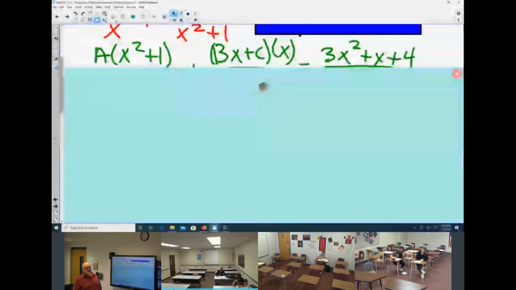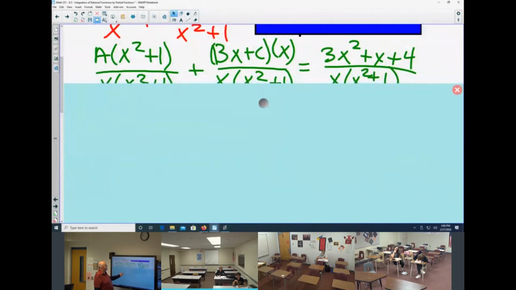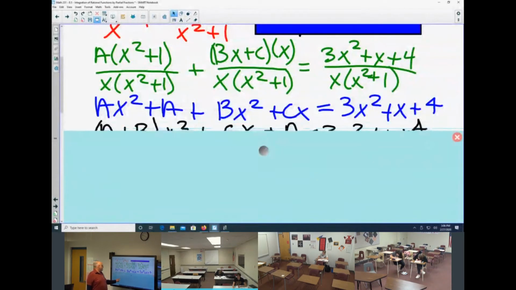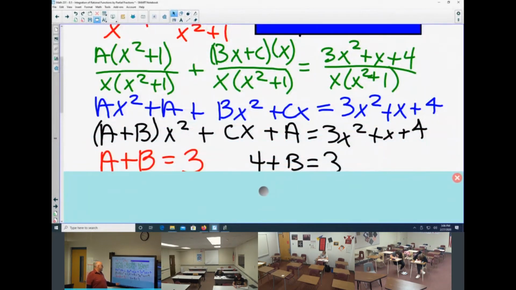Do you get 3x squared plus x plus 4 equals ax squared plus a plus bx squared plus cx? Okay. All right, and then what? Tell me your equations then for your squared terms. Ax squared plus bx squared equals 3x squared. So that would mean what? A plus b equals 3. Right. So a plus b equals 3.